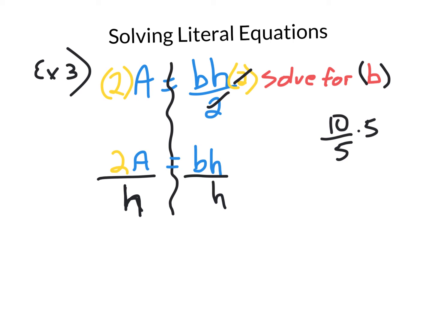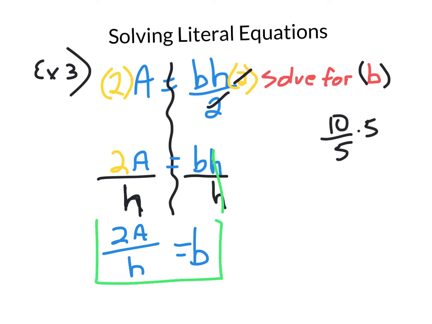So, again, the H divided by H is 1, so all we're left with is B times 1. So we have B equals 2 times the area, or 2 times A divided by H. And that is your answer.